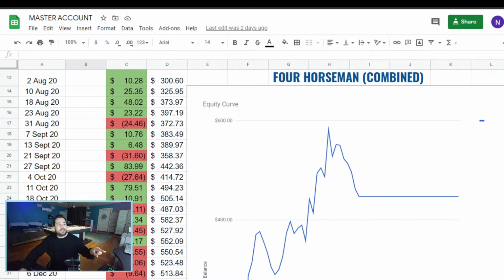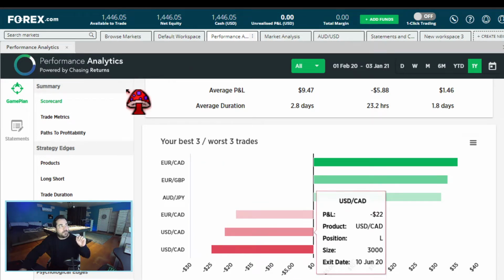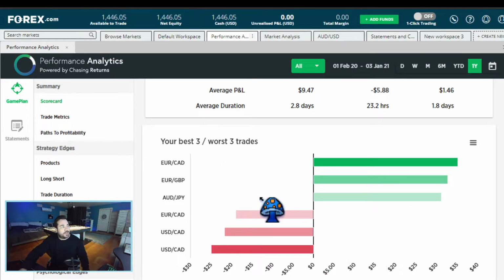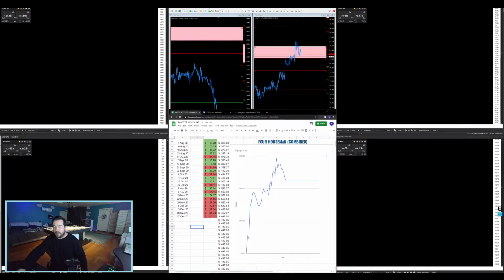With you guys, you can see my equity curve for my broker. A little bit of a drawdown we're sitting in right now. This is from forex.com. This is something I trade on my own here. I don't trade it in the managed account. This is the Four Horsemen, and let me go ahead and zoom out here. Okay, this is my Four Horsemen.